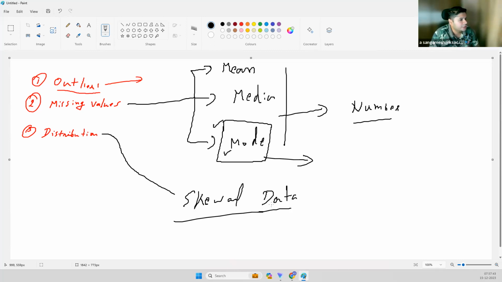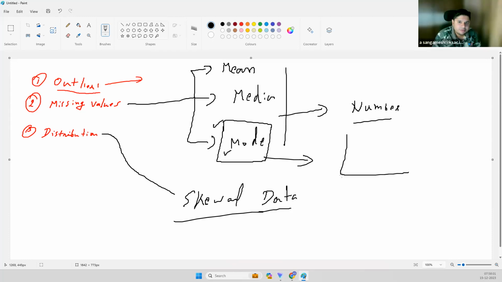Anyone can help me? Skewed data. Anyone? This is something that you were taught in the previous session, something related to graphical data, an uneven graphical scenario.